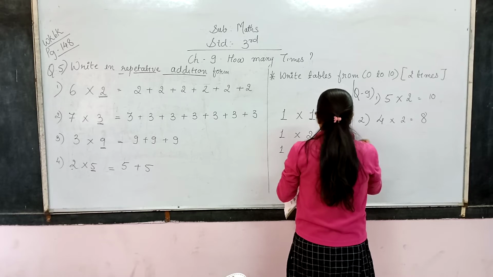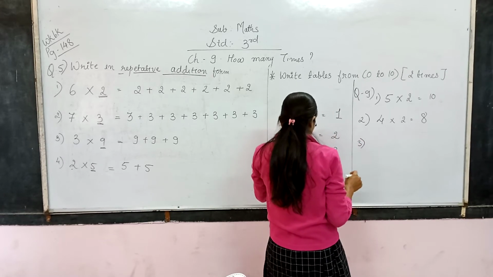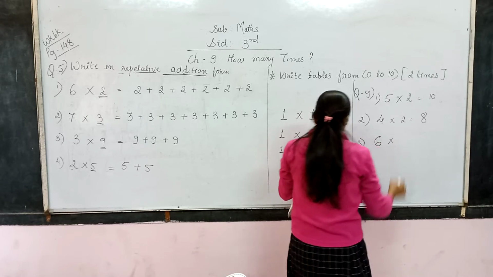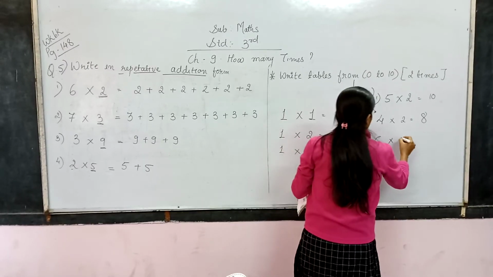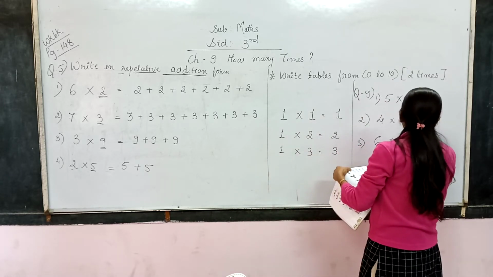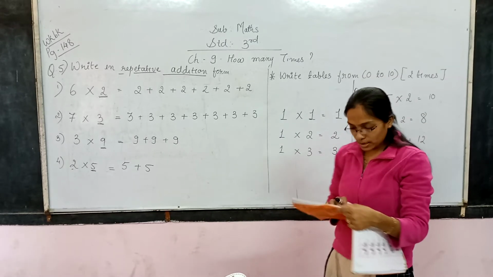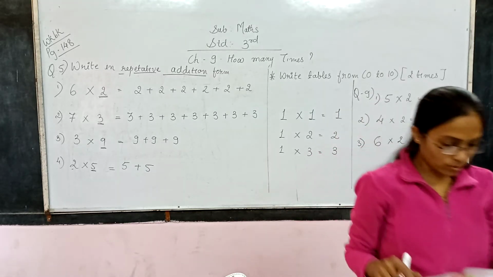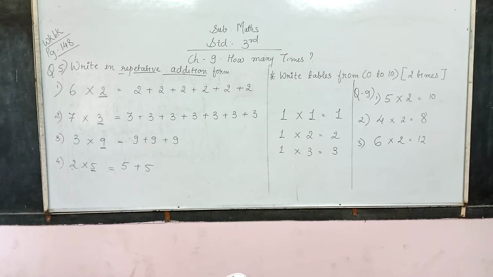Next is the third one. How many legs do 6 children have? 6 children are there and each child has 2 legs. So 6 2s are 12. Here you can see the children picture is given, and you have to write over in here. 6 2s are 12. Now next is question number 10.